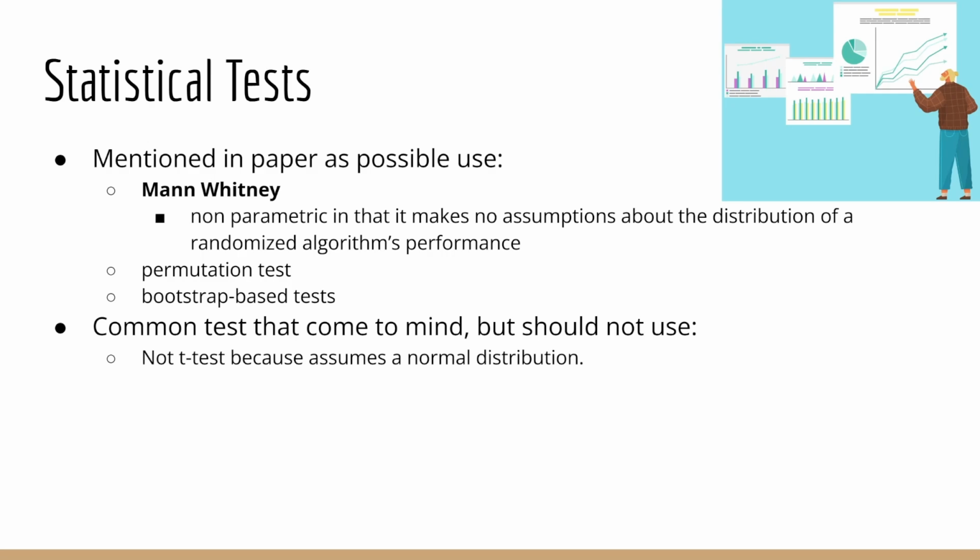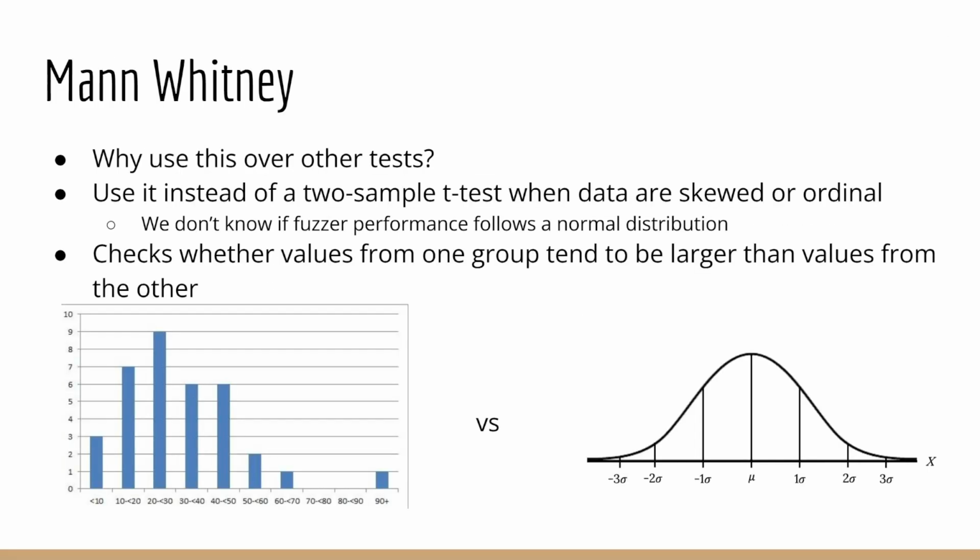The reason why is because it's a non-parametric test, so it makes no assumption about the distribution of the algorithm's performance. It makes no assumptions about the data set. There are some other tests they mentioned, like the permutation test and bootstrap-based tests. If you want to learn more about those, feel free to read the paper, but I'll mainly be focusing on the Mann-Whitney. So once again, why are we using this?